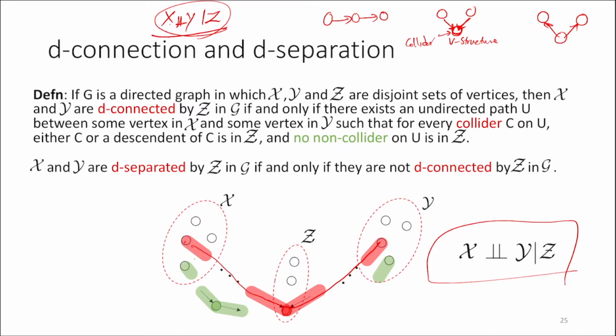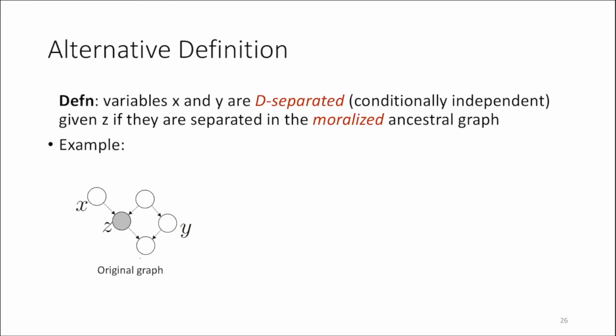I admit that this definition may seem a little bit confusing, so let me give you examples. An alternative way of defining d-separation is as follows. If I give you a graph and I ask this question: is x independent of y conditioned on z?